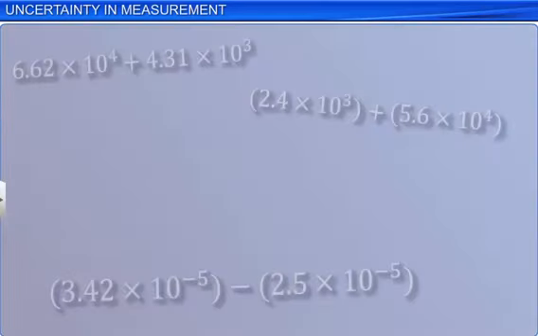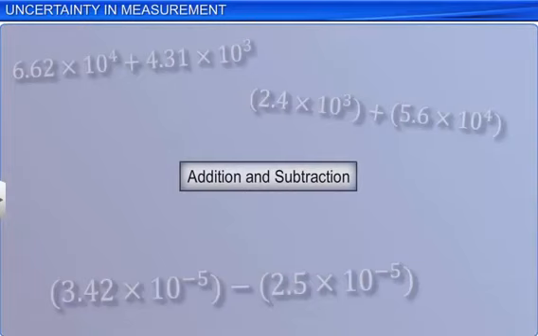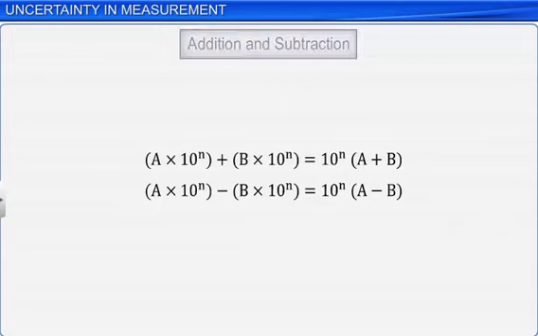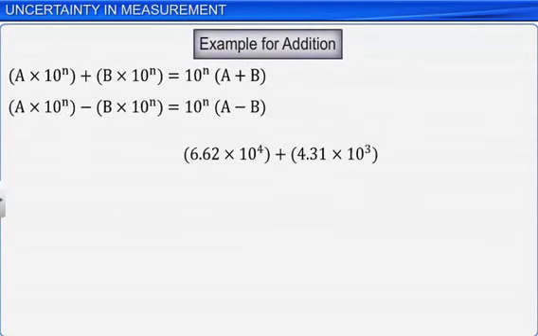Now let's see how to perform mathematical calculations on numbers written in scientific notation. Let's start with addition and subtraction. If we have to add or subtract any number expressed in scientific notations, we must first check if the exponent of the numbers is the same. Only if they are same, we can add or subtract the coefficients. For example, in this equation, one exponent is 4 and the other is 3. Therefore, in order to add the numbers, first we have to make the exponents same.